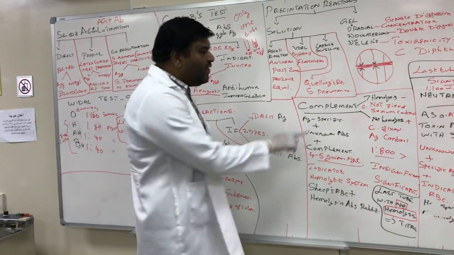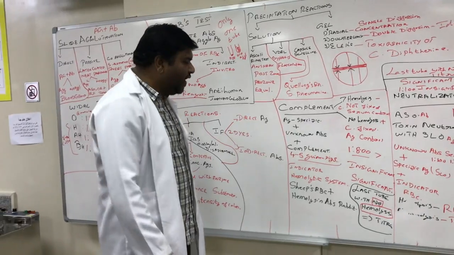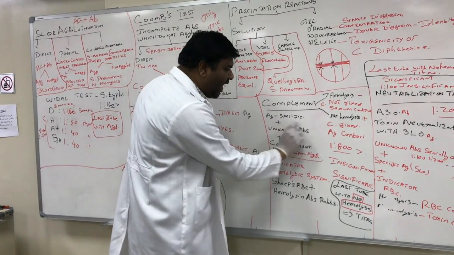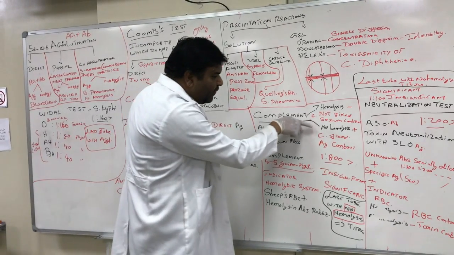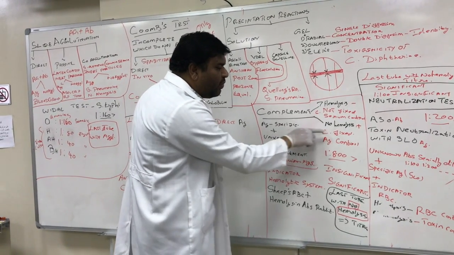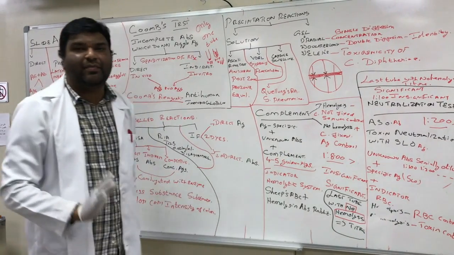Okay? If it is hemolysis, that means the complement is not fixed. Okay? Why it is not fixed? That means the absence of antibodies. Okay? If there is no hemolysis, that means the complement is fixed. That means the antibodies are present in the serum.